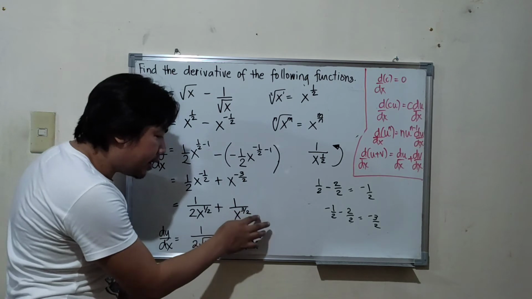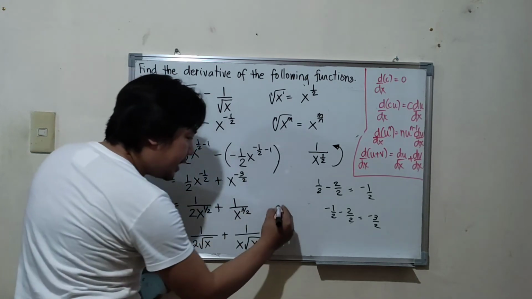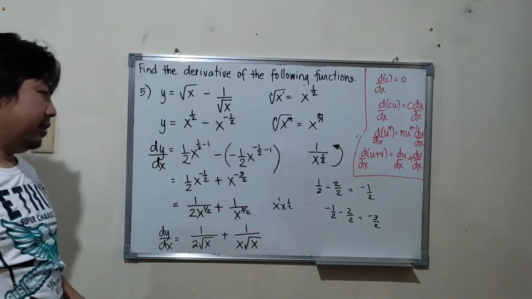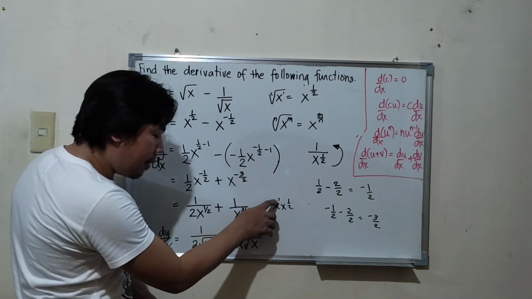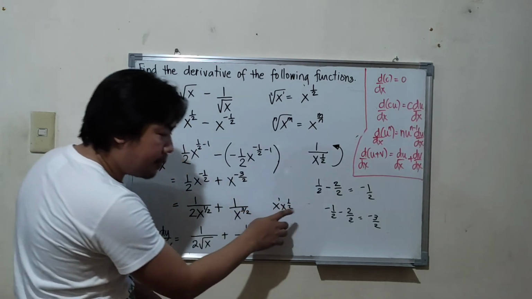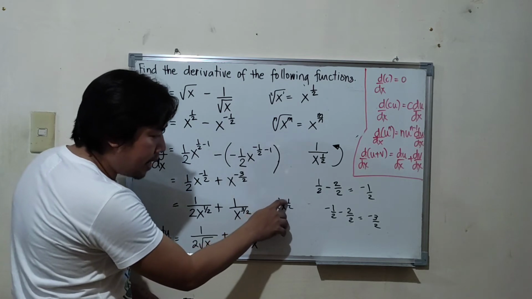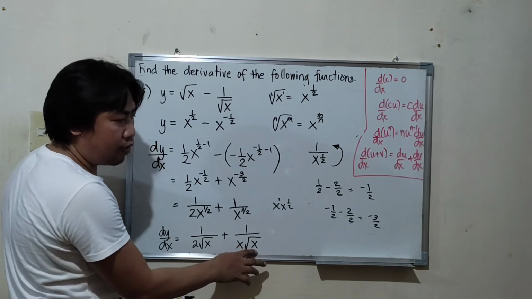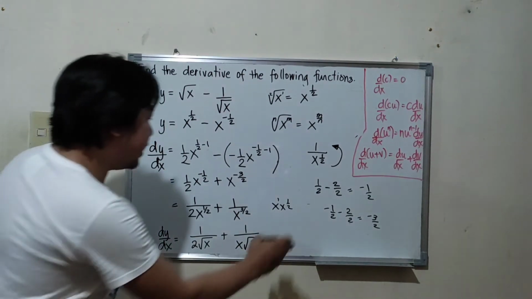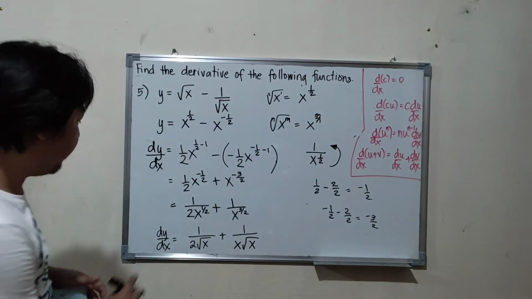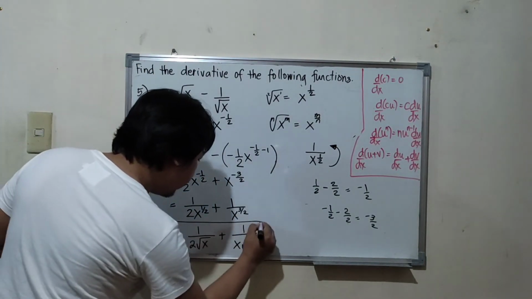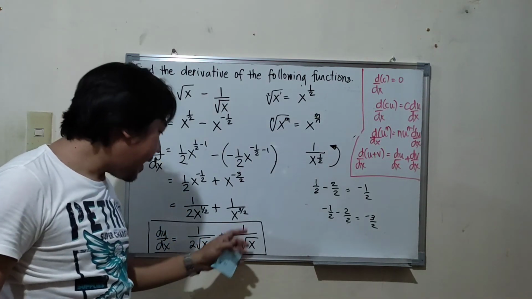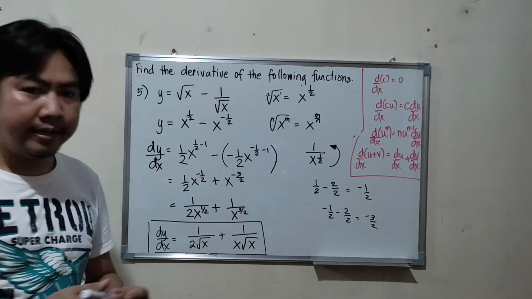Okay? So since 3 over 2, ibig sabihin yan ay x tsaka x raised to 1/2, dahil may 1 to dito. Okay? So, applying the law of exponent, we have 1 plus 1/2 equals 3 over 2. So, pag sinimplify yan, magiging x times square root of x. Okay? So, this is now the final answer in radical form: 1 over 2 square root of x plus 1 over x times square root of x. Okay?